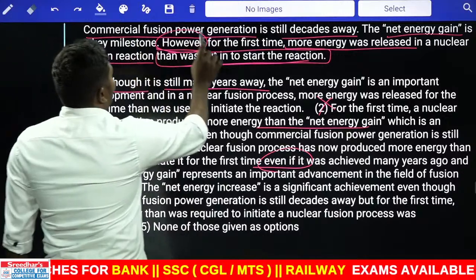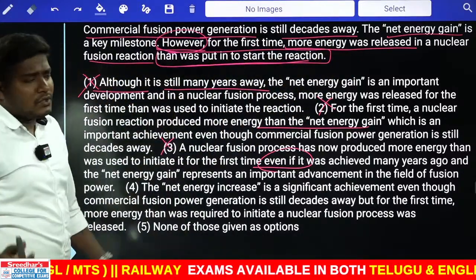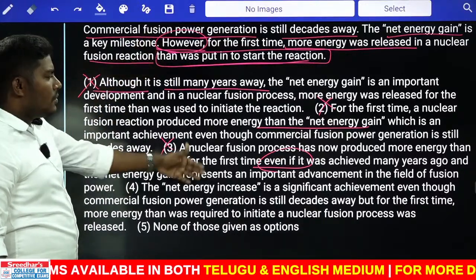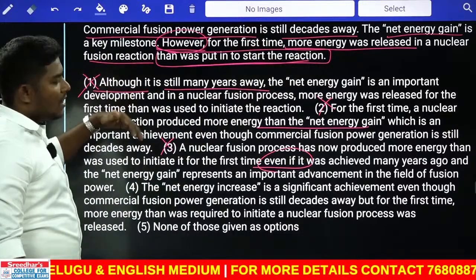See, commercial fusion power generation is still decades away. The net energy gain is a key milestone. Instead of this, they were trying to use this. So this is obviously negative. This is positive. This looks good. So net energy is actually the point they want to use.